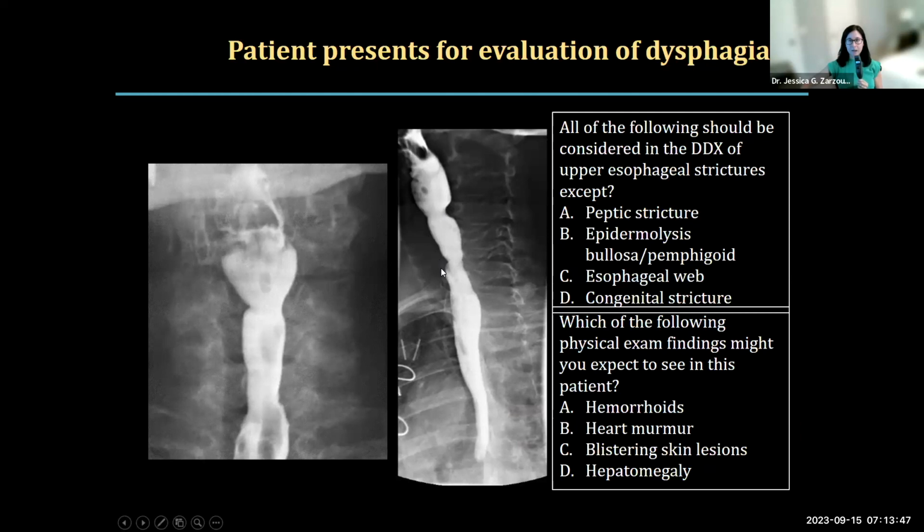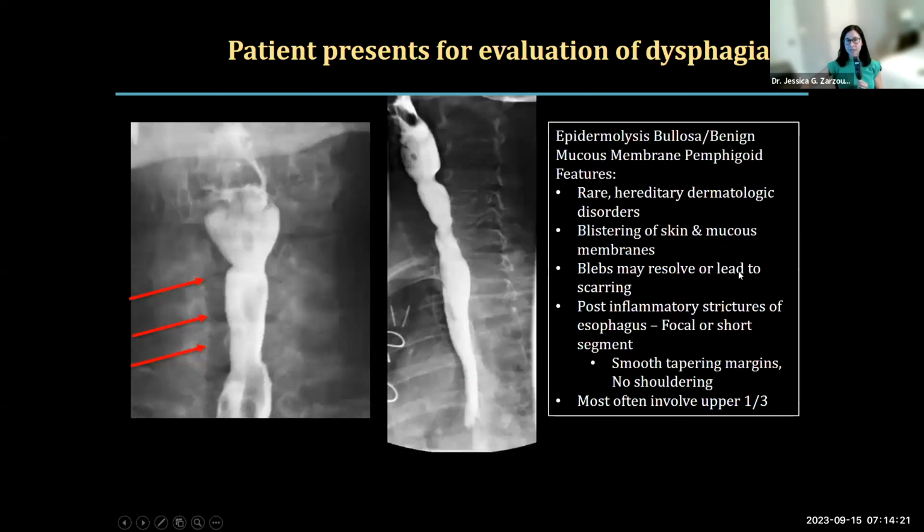So when we're thinking about a differential diagnosis of upper esophageal strictures, we should think of all of the following except what? Peptic strictures occur lower in the esophagus and are a result of gastroesophageal reflux. These other etiologies, B, C, and D, are all possible options for upper esophageal strictures.